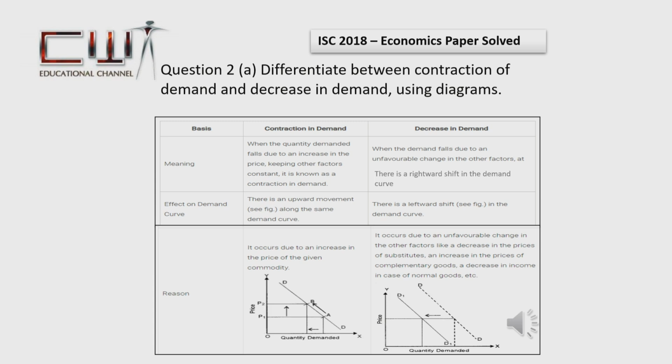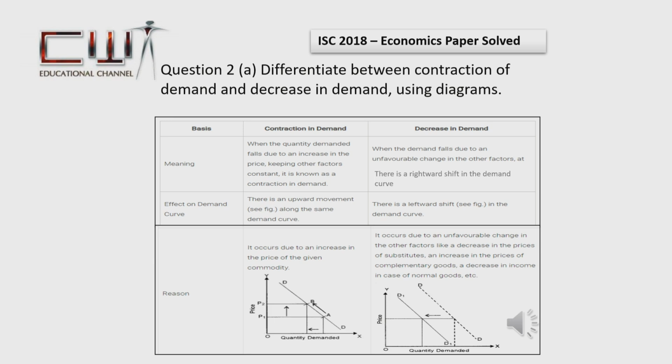Differentiate between contraction of demand and decrease in demand. When the quantity demanded falls due to increase in the price, keeping other factors constant, it is known as contraction in demand. When the demand falls due to an unfavorable change in the other factors at the same price, it is known as decrease in demand. Under contraction in demand, there is an upward movement along the same demand curve. And in case of decrease in demand, there is a leftward shift in the demand curve.